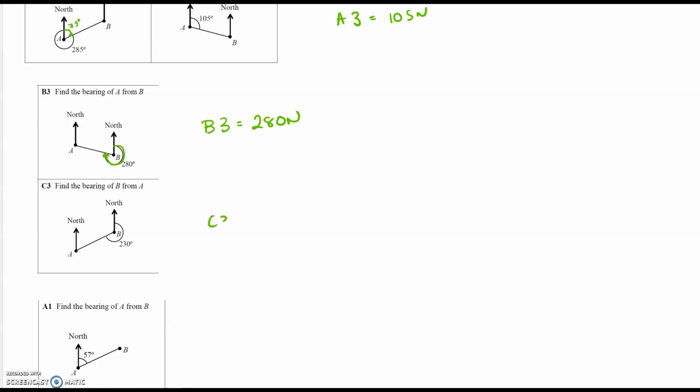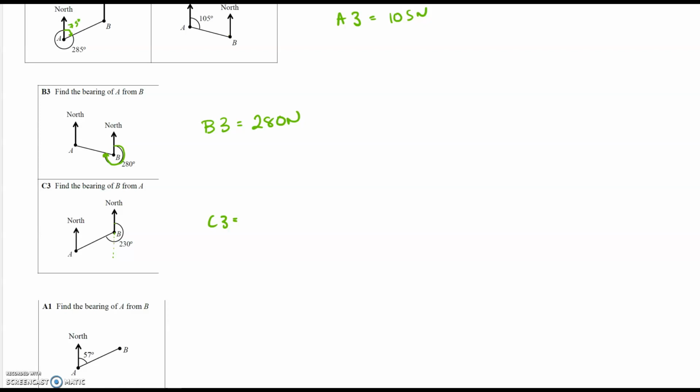C3, find the bearing of B from A. So again, in this case, I'm looking at what's my bearing, what's my angle, if I'm starting at A, what's my angle in looking at B? And again, in this case, I know here that I've got 180 degrees.